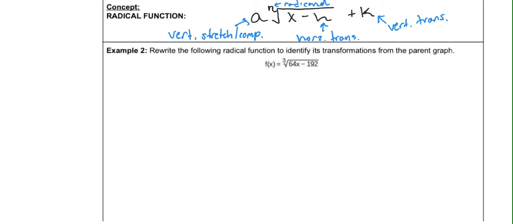First thing you want to do is figure out the parent graph. We can see this is a cube root function, so the parent graph would just be the cube root of x. So step 1 is to find out what you can take the cube root of in each term. So, the cube root of each term.